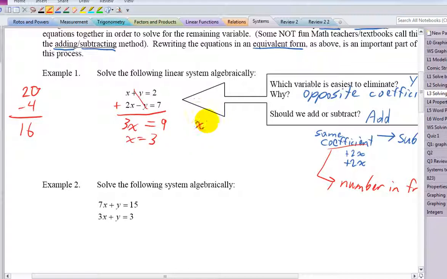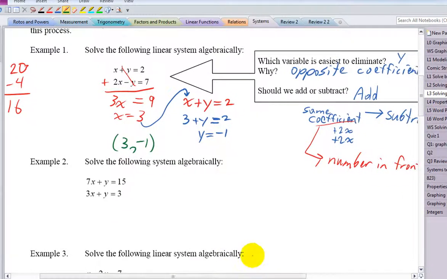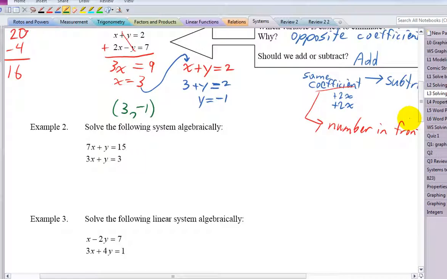So what we can do then is, instead of doing elimination, this is so easy, I would do substitution. So do a combination. So we get 3 plus y equals 2. And then y equals what? Negative 1. And so your answer is (3, negative 1). That's the point where those two lines have the same x and y value. So their x values are the same and their y values are the same. Good. Okay, look at this next one.